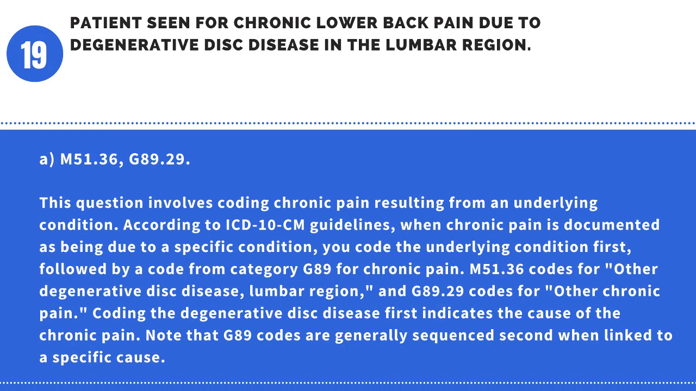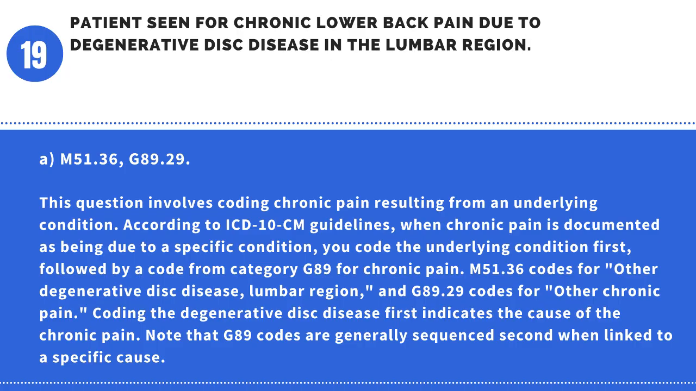Answer: A. M51.36, G89.29. This question involves coding chronic pain resulting from an underlying condition. According to ICD-10-CM guidelines, when chronic pain is documented as being due to a specific condition, you code the underlying condition first, followed by a code from category G89 for chronic pain.